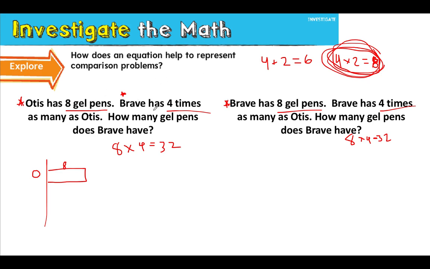And yesterday, we used an equal sign. So it might be useful to put an equal sign here. Brave equals 4 times Otis's pens, meaning Brave is the one who's multiplying what the other person has and having more, right? So when I draw Brave, Brave is the one that has 4 times as much as Otis. So I draw this 4 times.